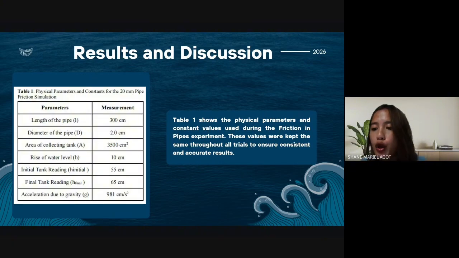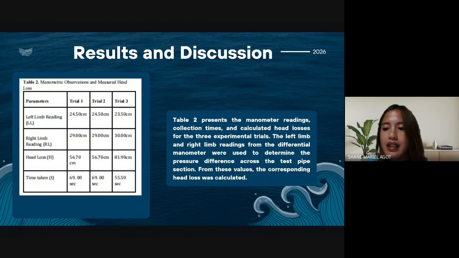To move on to our table 2, it presents the manometer readings, collection times, and calculated head loss for the 3 experiment trials.